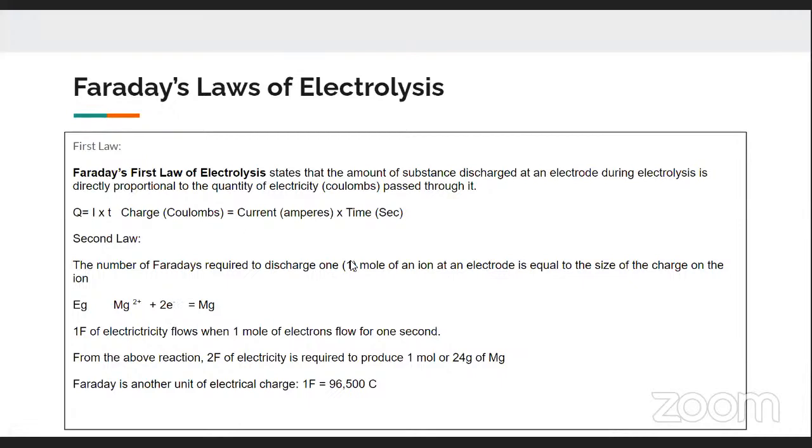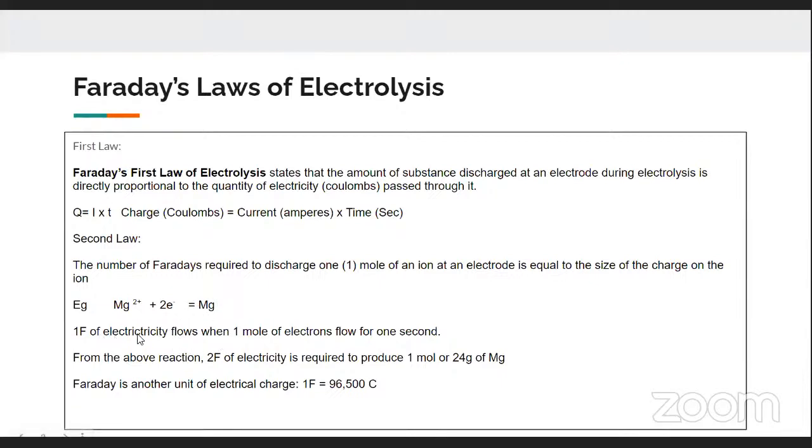And then for the second law, the second law relates the Faraday to the size of the charge on the ion that is discharged. As you can read it, it says that the number of Faradays to discharge 1 mole of an ion at an electrode is equal to the size of the charge on the ion. So if you have Mg2+, you're going to need 2 moles of electrons. So if you have 1 mole of Mg2+, you need 2 moles of electrons, and that will give you 1 mole of magnesium.